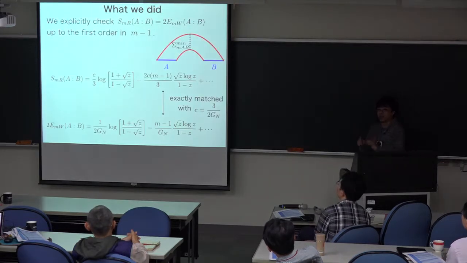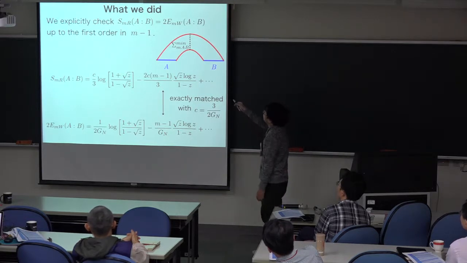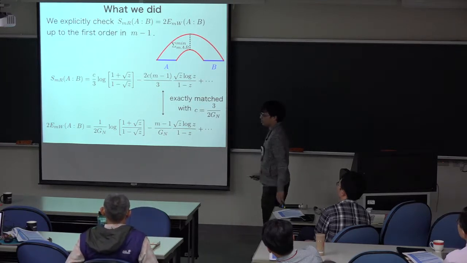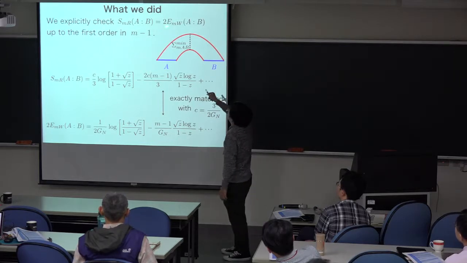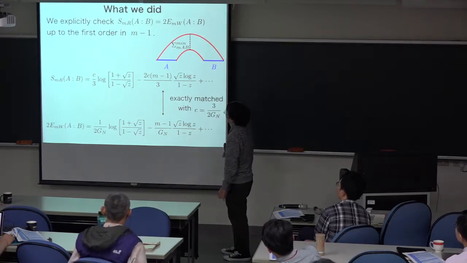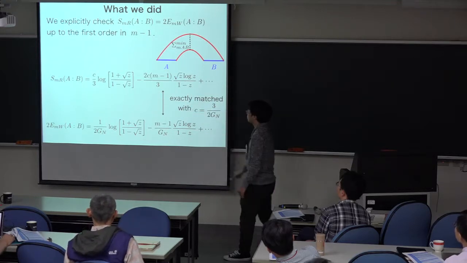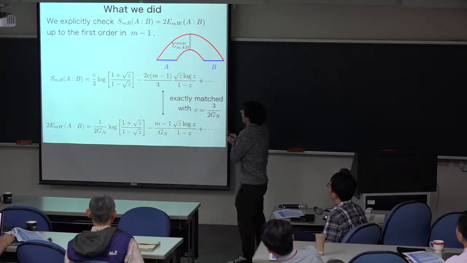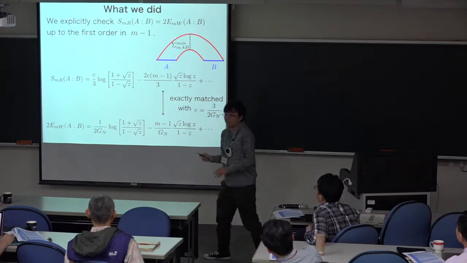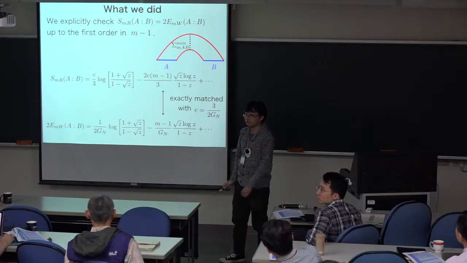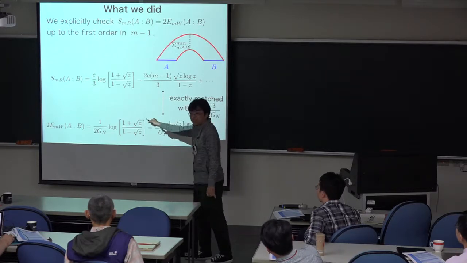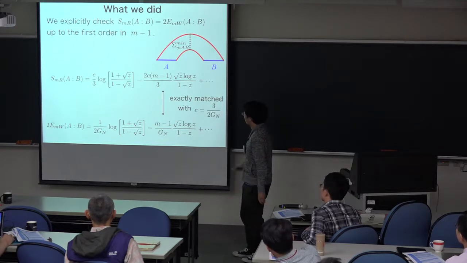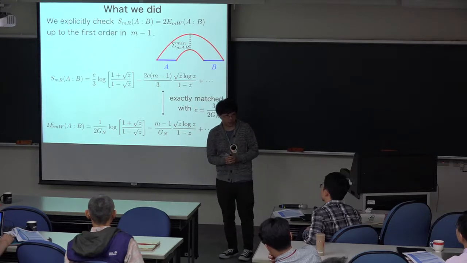Then I will explain our result. We explicitly check this holographic duality for the reflected entropy in the 2D holographic CFT and the entanglement wedge cross-section in this geometry up to the first order in m minus 1. Sorry, this m. Yes, now we consider analytic continuation, so this m minus 1 is a very small quantity. And this c is the central charge, this z is the cross ratio, which depends on the positions of the two intervals, and this G_N is the gravitational constant.